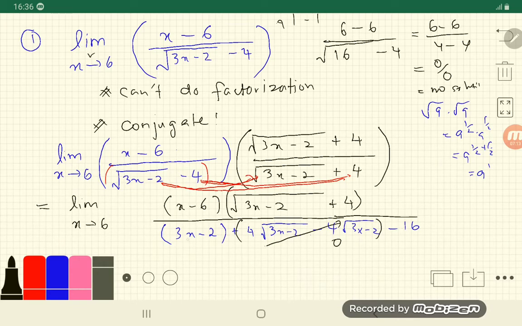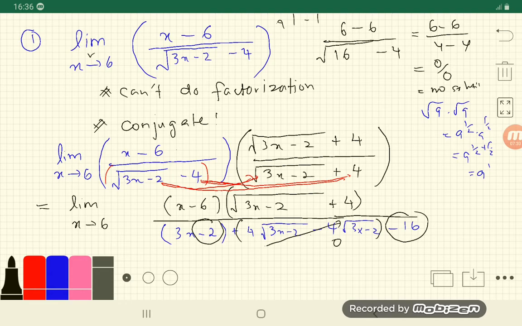So for this part also, you can try to calculate it. So minus 2 minus 16, you are going to get minus 18.